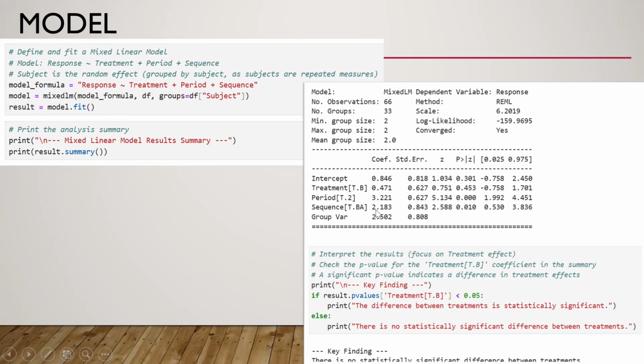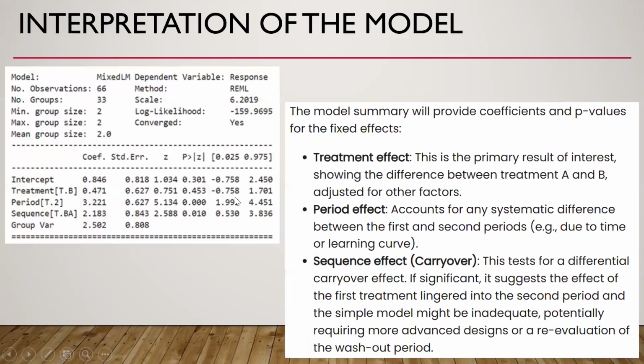We found that the p-value is significant for period, and not significant for sequence or treatment, similar to the results from the R code. We found that the results are very similar. So the treatment effect is insignificant, the period effect accounts for the systematic difference between first and second periods due to a learning curve, and the sequence effect is also known as the carryover effect. So this is how we estimate the treatment effect, period effect, and carryover effect using Python code.